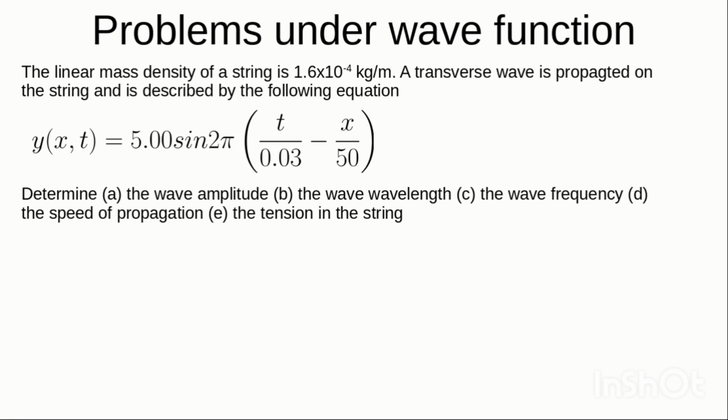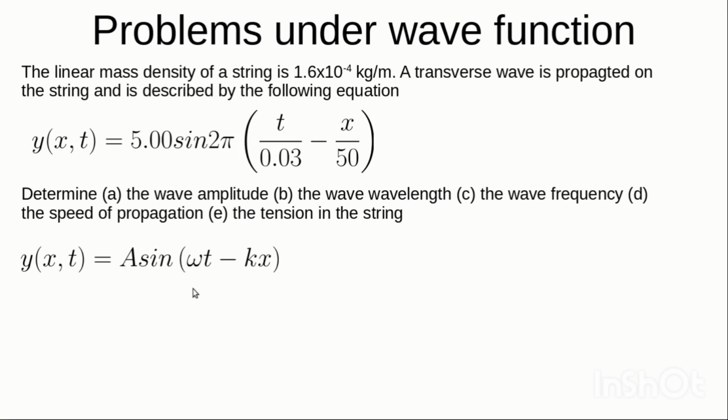To solve this problem, it's important for us to know that this equation can be rewritten in a more general form as this. This expression is the wave function of the wave. Our y here is the displacement as a function of this expression. Our A is the amplitude, ω here is the angular frequency, k here is the wave number, x is the position, and t is the time.